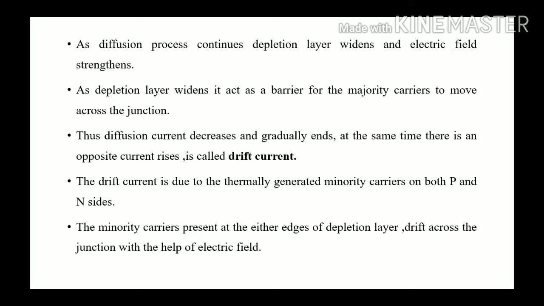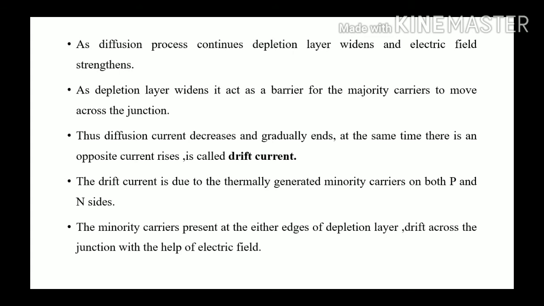Now, let's continue with the diffusion process. As the diffusion process continues, the width of the depletion layer increases and the electric field gets more strength. As a result, the depletion layer acts as a barrier for the majority carriers to move across the junction. Thus, diffusion current decreases and ends gradually.